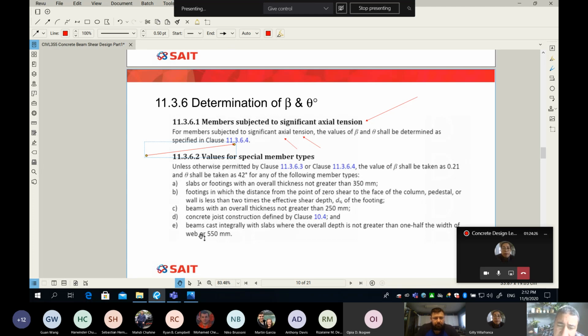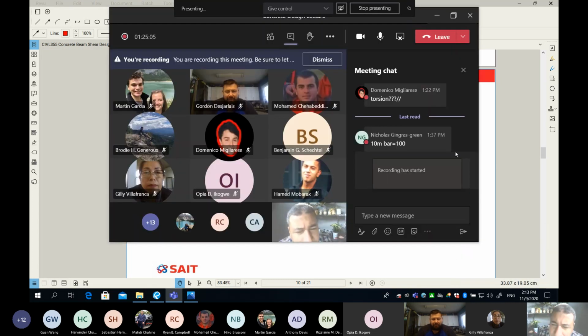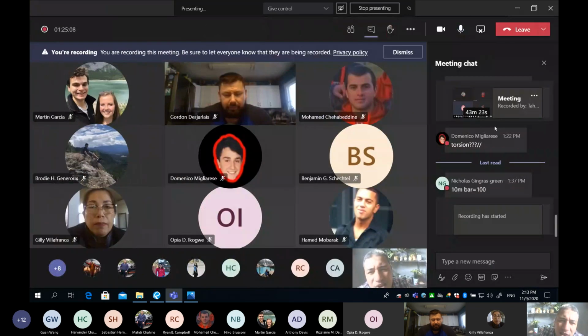And there are some other things here, like if you're designing footings or beams with overall thickness not greater than 250. So if you're designing on C here a beam with overall thickness, like H, not more than 250, it means use 21%. And I can tell you something, guys, those are very, very slim members. Typically you always make use of clause A. Because our beam, what do you think about the beam? The beam thickness is 250, which means the beam thickness is 10 inches.